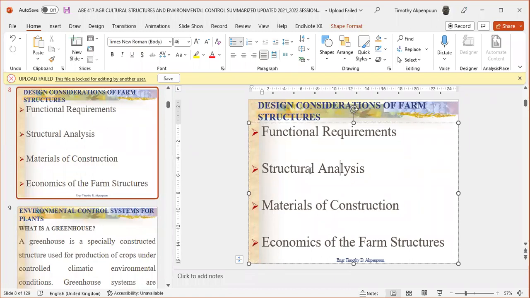And then materials of construction. What materials do you use? Do you use concrete only, or do you reinforce with steel? Do you use only steel beams without concrete? That's what materials of construction. The economics of the farm structures.